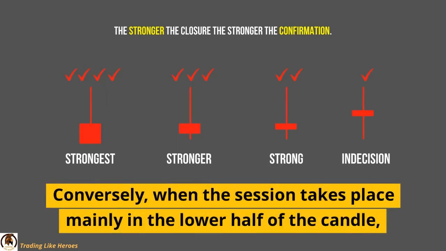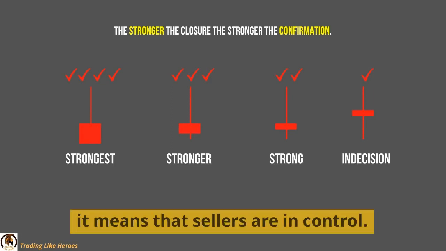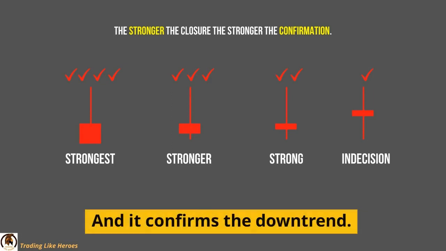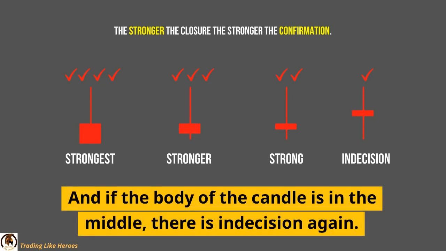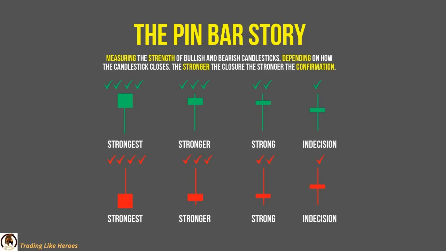Conversely, when the session takes place mainly in the lower half of the candle, it means that sellers are in control. And it confirms the downtrend. And if the body of the candle is in the middle, there is indecision again. Here is a summary with all types of pin bars.